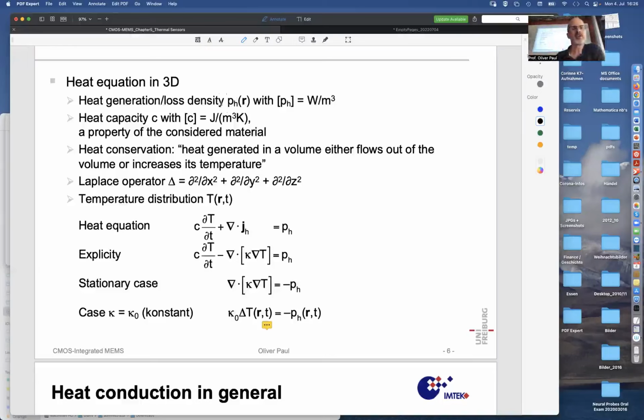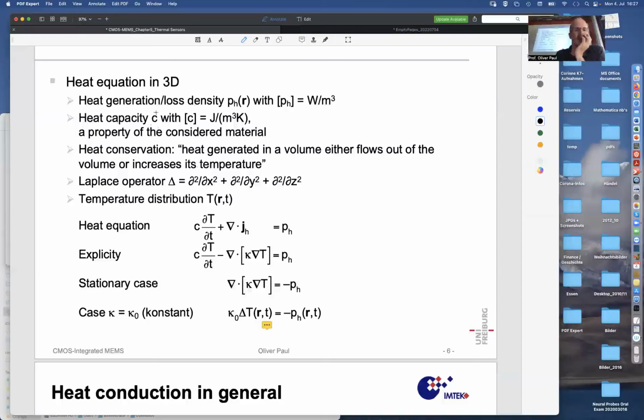What is this heat generation density? That is the amount of watt per cubic meter that is generated somewhere. And if this is generated somewhere, what can it do? It can either heat up an object or it can flow away. So this is how heat is dissipated, by increasing the temperature or by causing a temperature gradient that then causes the flow that we have just described before, and then the heat flows away.